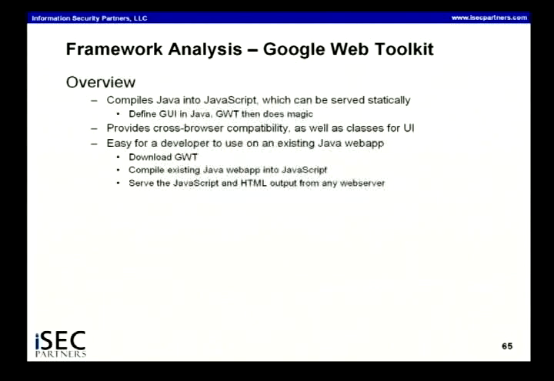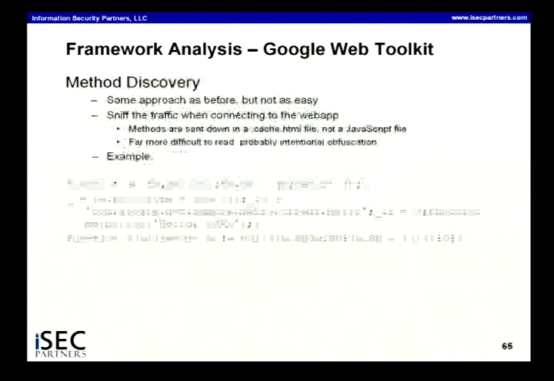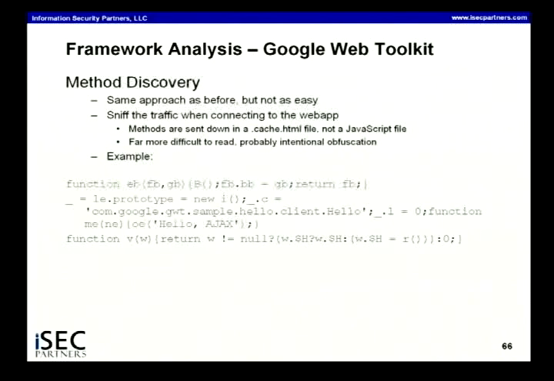And the idea here is you write a Java application that looks like what you want to be in the browser, and then they have their magic pixie dust, and the magic pixie dust turns the Java code into JavaScript that runs and does the Ajax stuff. It's pretty cool. It does require you to totally rewrite your web application, unlike DWR, but the results look pretty cool. The method discovery is much more complicated.